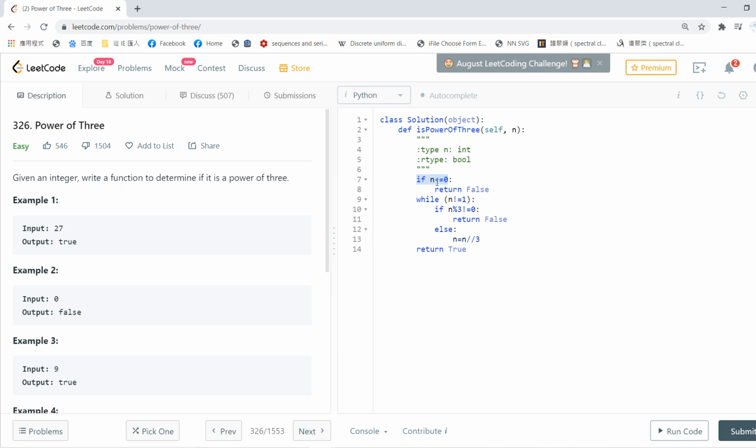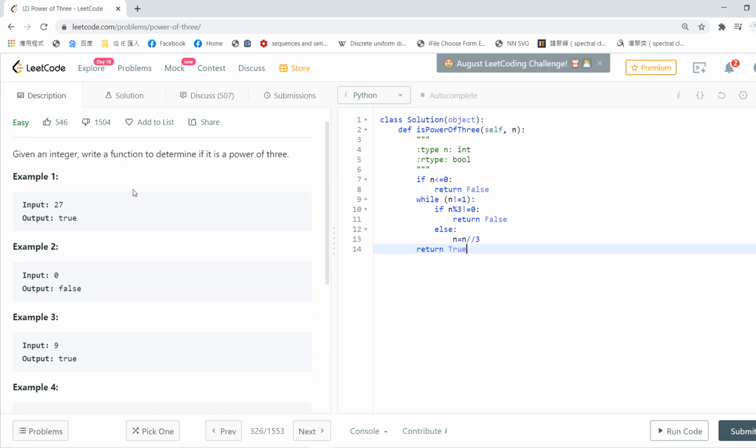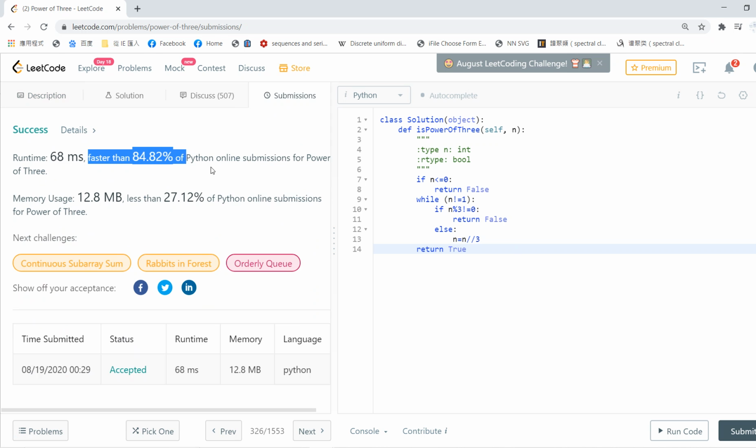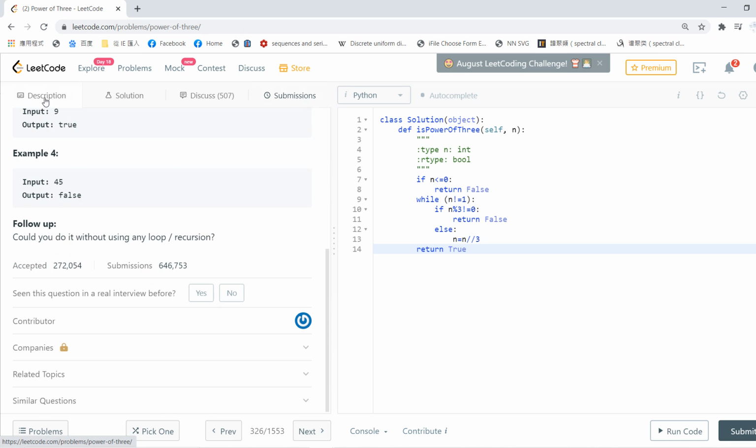Basically, if n is less than 0, I just return false. If n is not equal to 1, then I check if n is divisible by 3. If it's not divisible by 3, then it must not be a power of 3. If it is, then I divide n by 3 and continue with that as n. Suppose n is 1, then I return true. So it's just a simple loop that you can check, and the result is that it's very fast. Although the memory used is somewhat large, I think this problem is very easy.